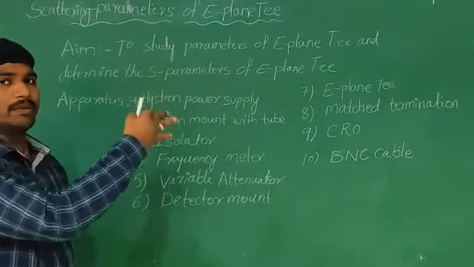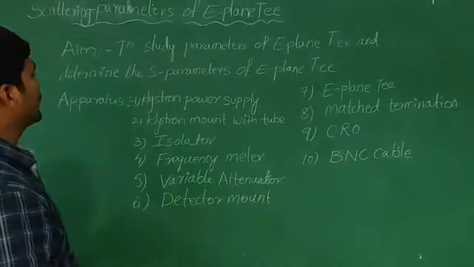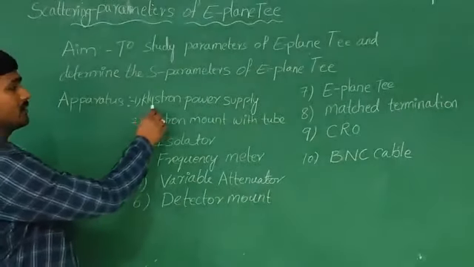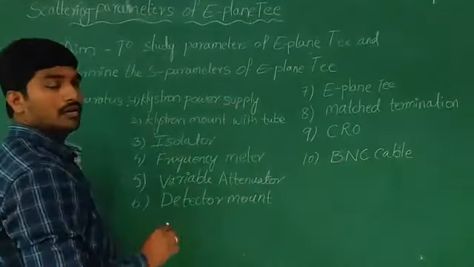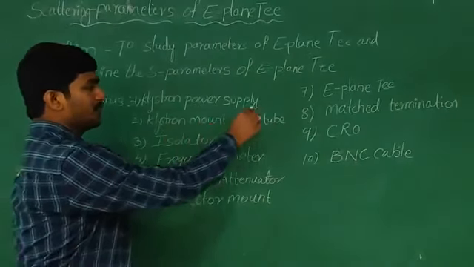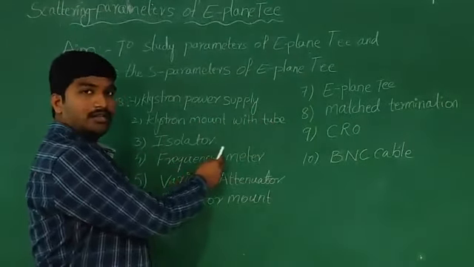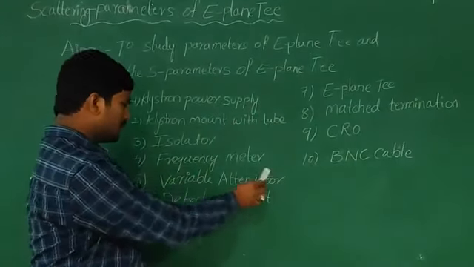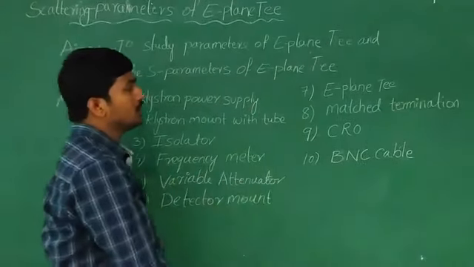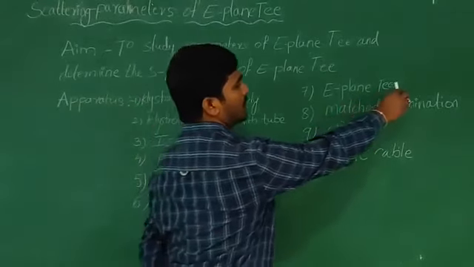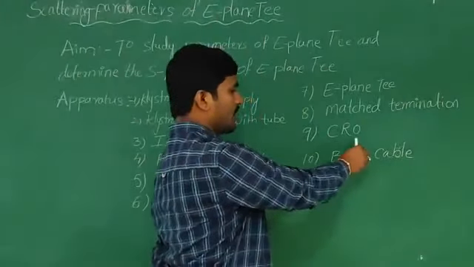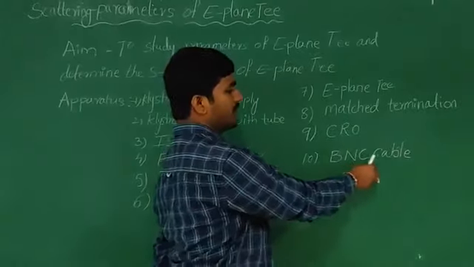For this experiment we require apparatus: the first main one is the Klystron power supply and Klystron mount with tube, isolator, frequency meter, variable attenuator, detector mount, and the main one, the E-plane T, match termination, CRO and BNC cable.